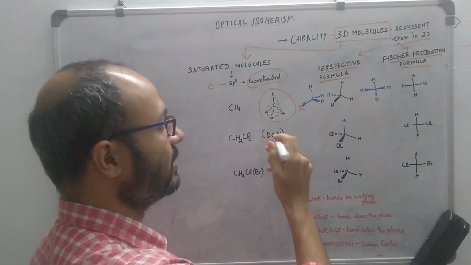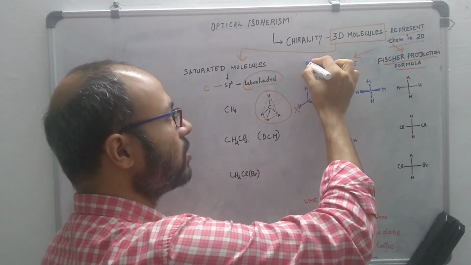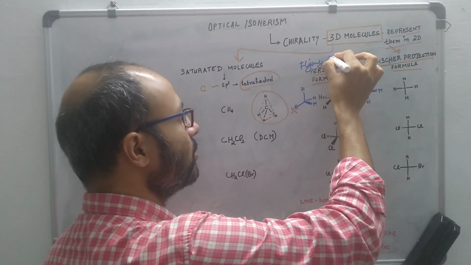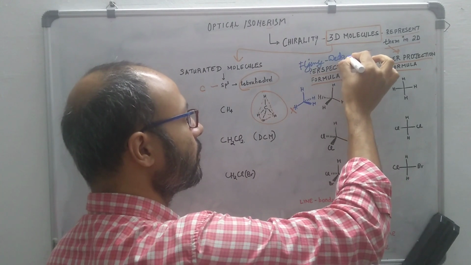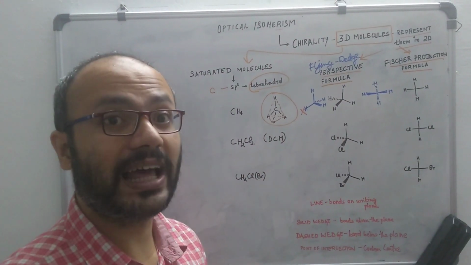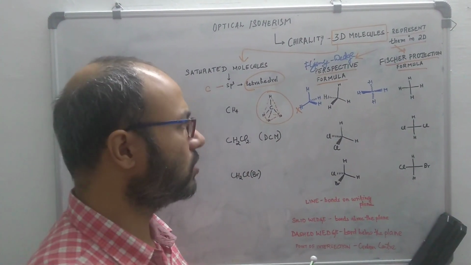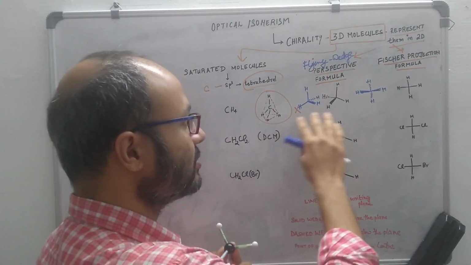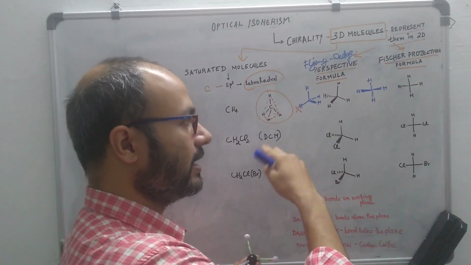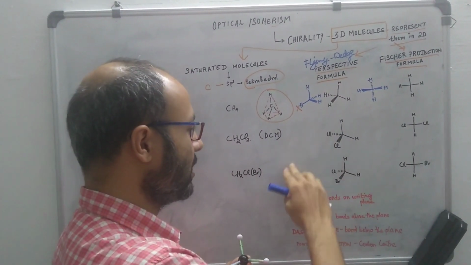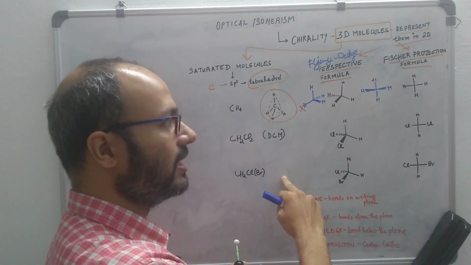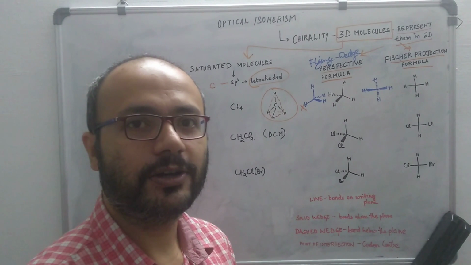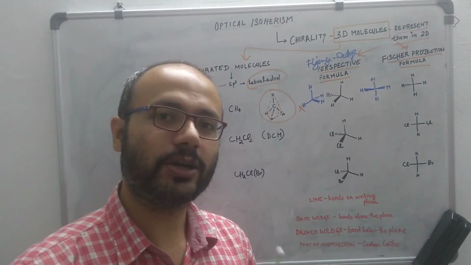This perspective formula is also called by another name, flying wedge formula, or it is also called wedge-dash formula. Just practice over this. In the next video, I'll be discussing how to draw these structures as well. Once we are through with the perspective formula, we will go directly to the Fischer projection formula. Thank you very much for your patience in listening.